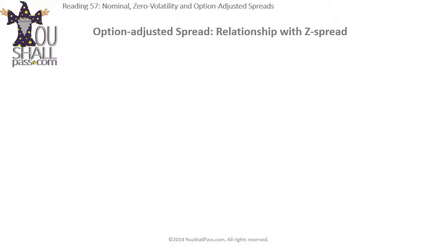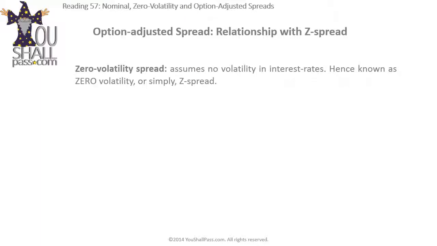We've defined and derived the zero volatility spread, and we've defined and derived the option adjusted spread. It's now time to develop the relationship between the two. The Z-spread, as we know, is the spread that the bond enjoys over the benchmark spot curve, assuming that interest rates don't change from here on and are not volatile. That's probably why it's known as the zero volatility spread.